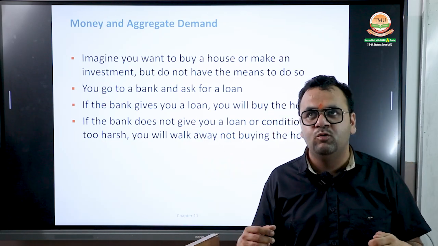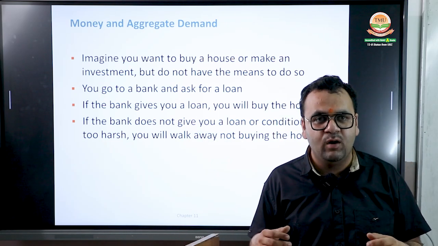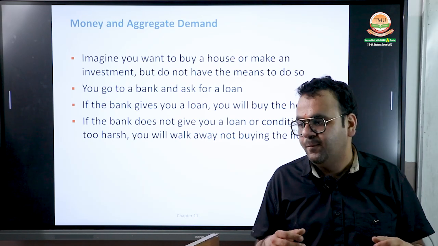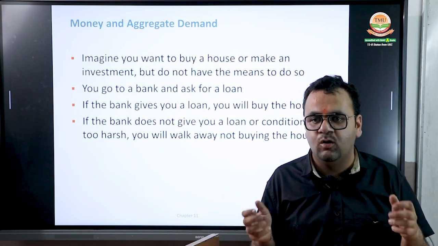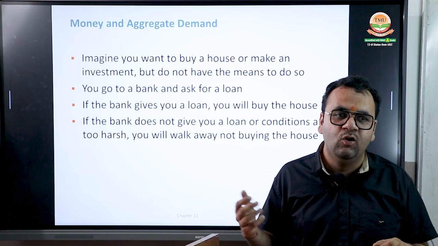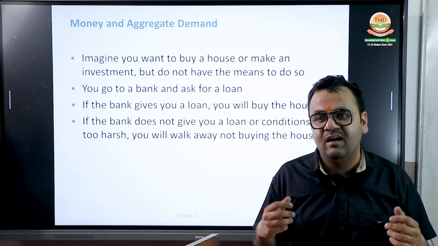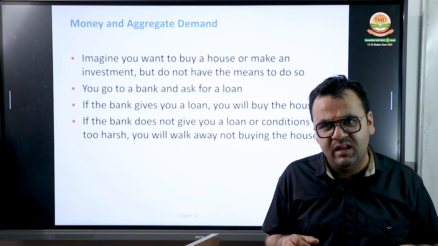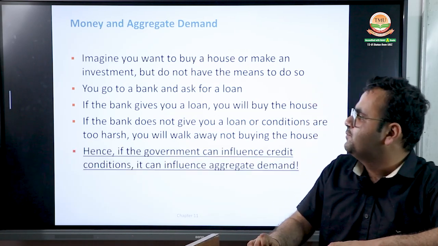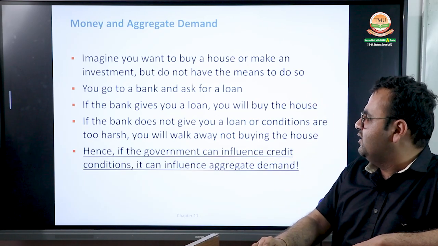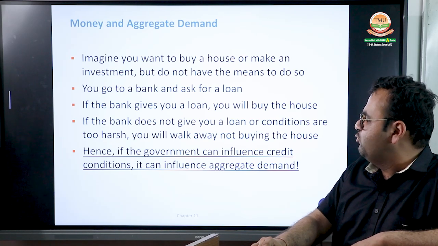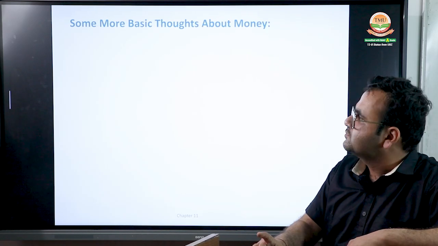If I want to buy a car, but I don't have the financial position for it, I will go to a finance company or to the bank. For what? For a loan, for the finance. If the bank makes the finance available to me, then I am able to buy the car. And if the finance is not available, then I am unable to buy the car. Hence, if the government can influence credit conditions, it can influence aggregate demand.